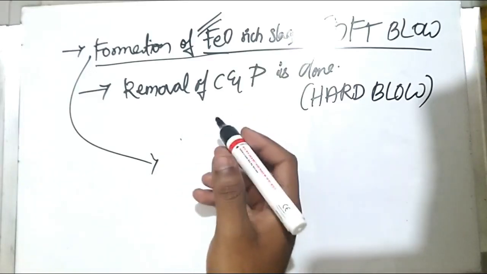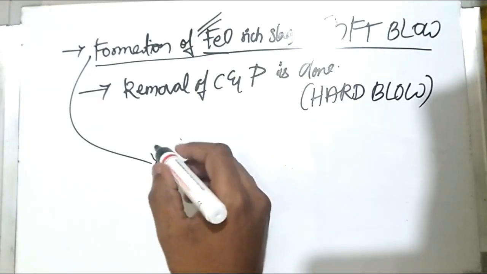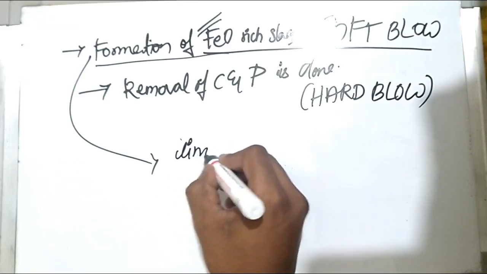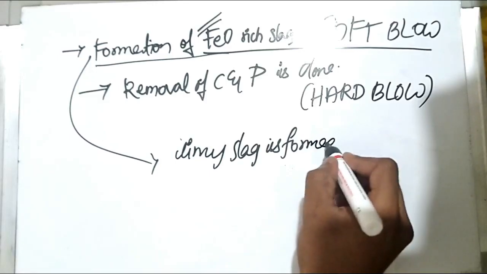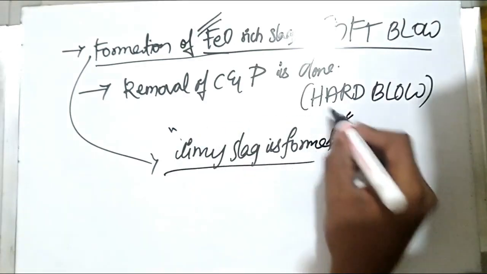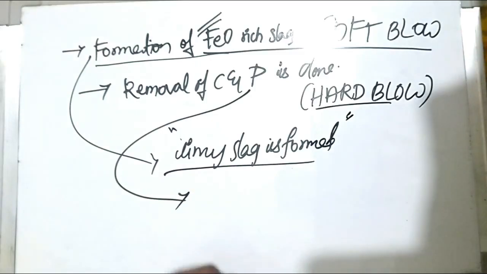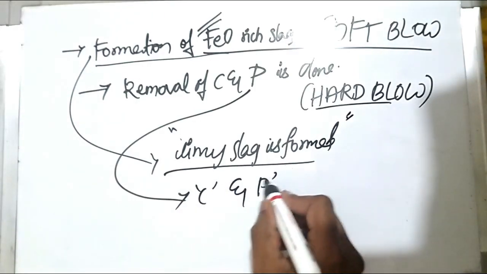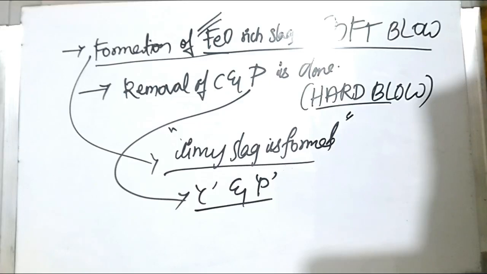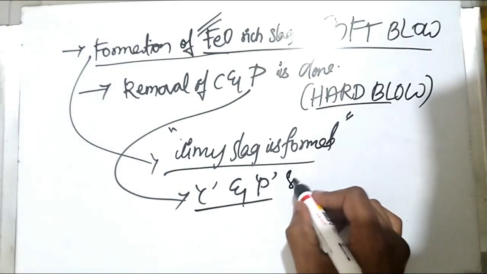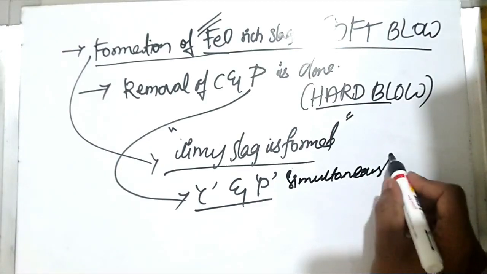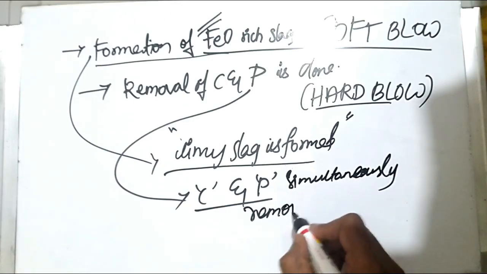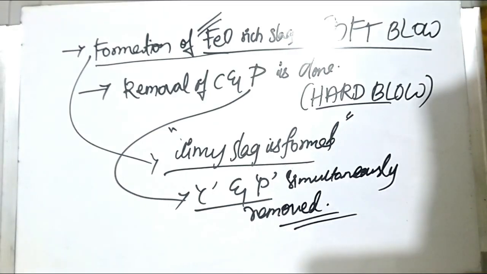So due to this soft jet or soft blow, a limey slag is formed, and because of this limey slag only, in the hard blow the phosphorus is getting removed. As we have discussed, for the simultaneous removal of carbon and phosphorus, limey slag is required. So the carbon and phosphorus are simultaneously removed because of the limey slag produced. Okay, so this is about the lance distance and the lance profile.